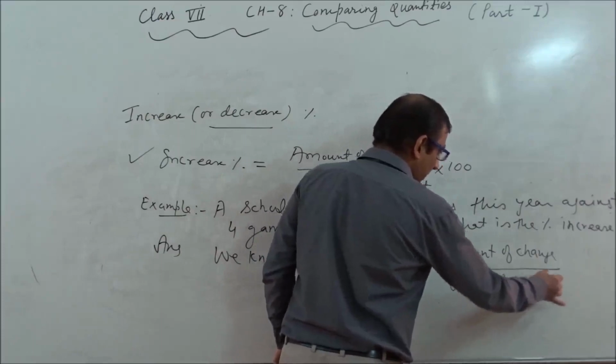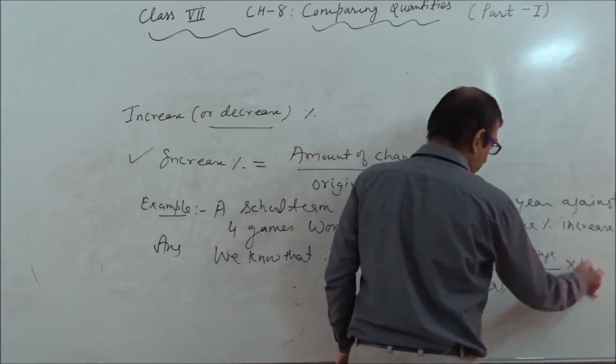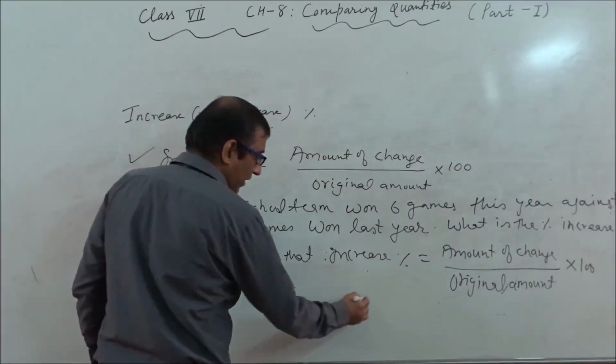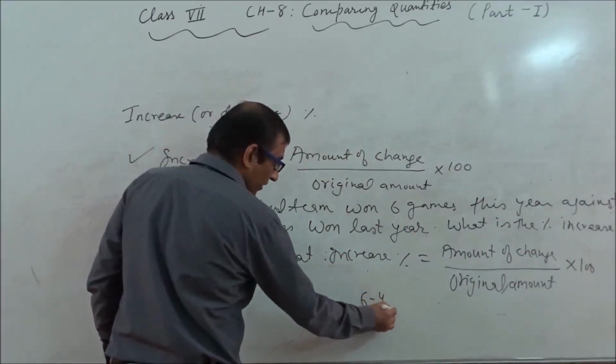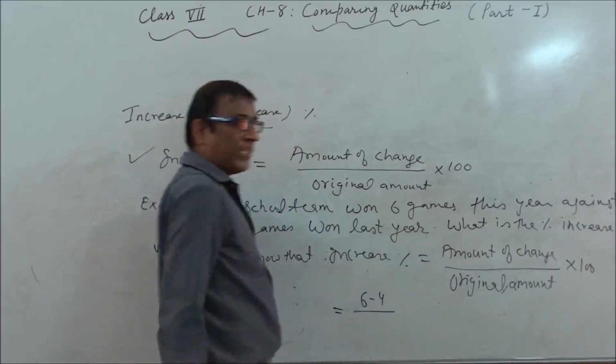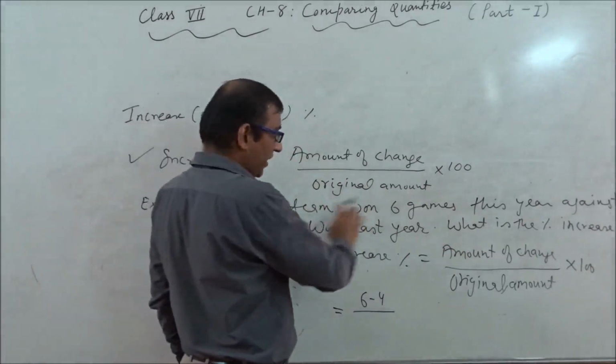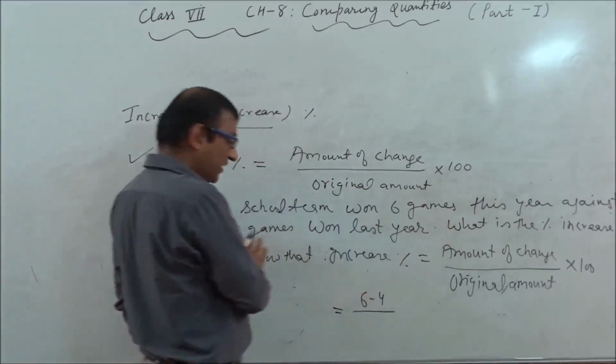Amount means it is related with the change. In particular, this question: how will we calculate this? After this we will write 6 minus 4. This is the change in games. Amount of change means 6 minus 4. This time the particular team won 6 games, but earlier it was 4 games.